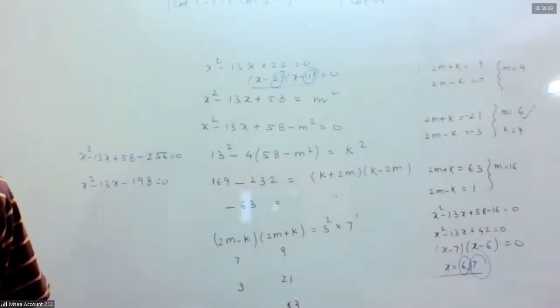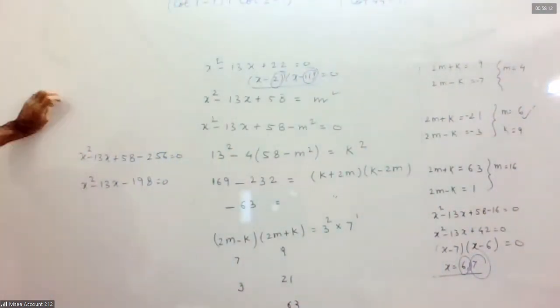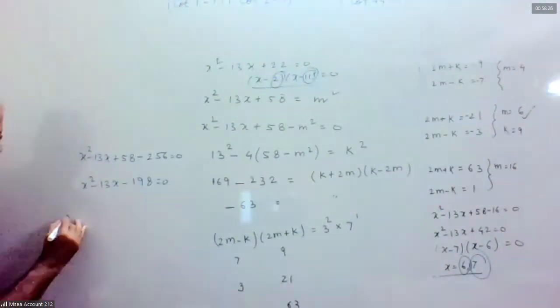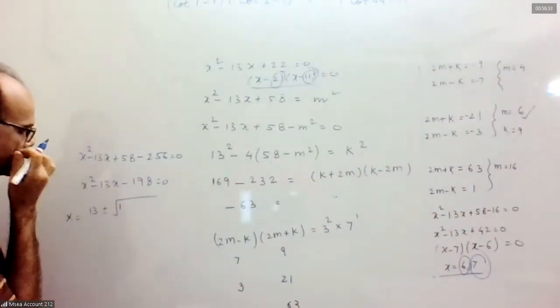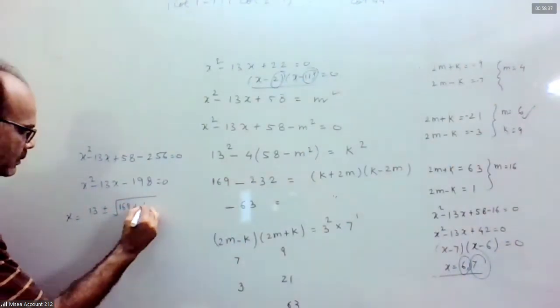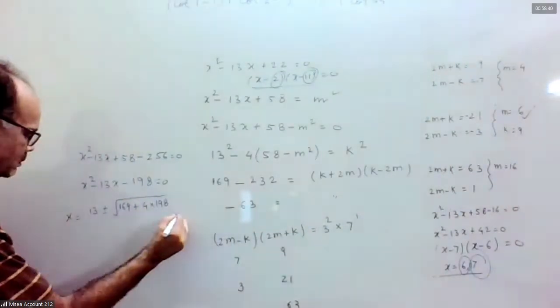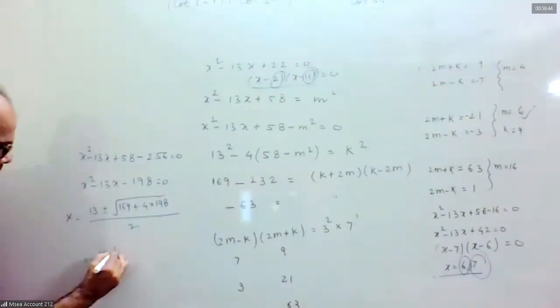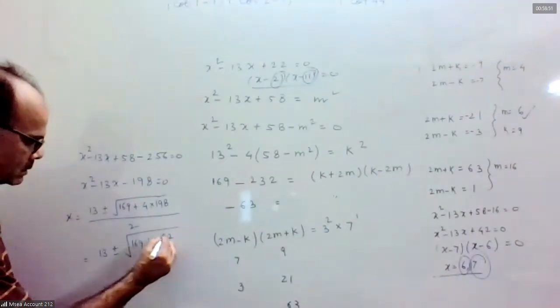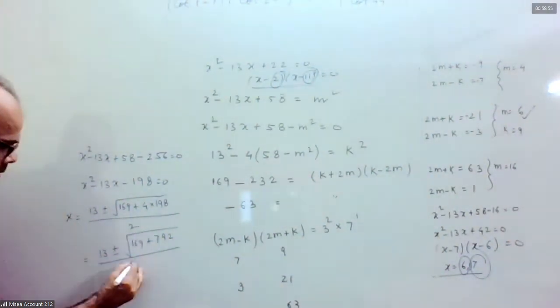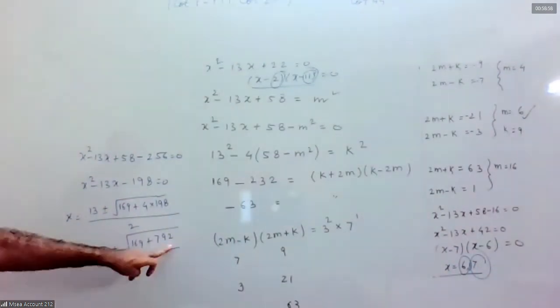What is the question? Number of integral values of x. ठीक है. Now what are the roots of this factorization? चलो x का वैल्यू निकाल लेते हैं. माइनस बी प्लस माइनस रूट ऑफ बी स्क्वायर माइनस 4ac बाई 2. 13 प्लस माइनस आएगा, 169 प्लस 792. कितना आएगा? 961.